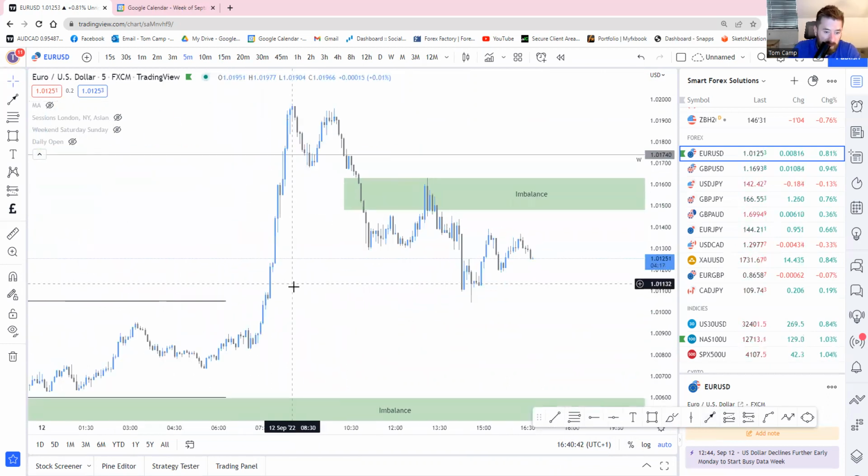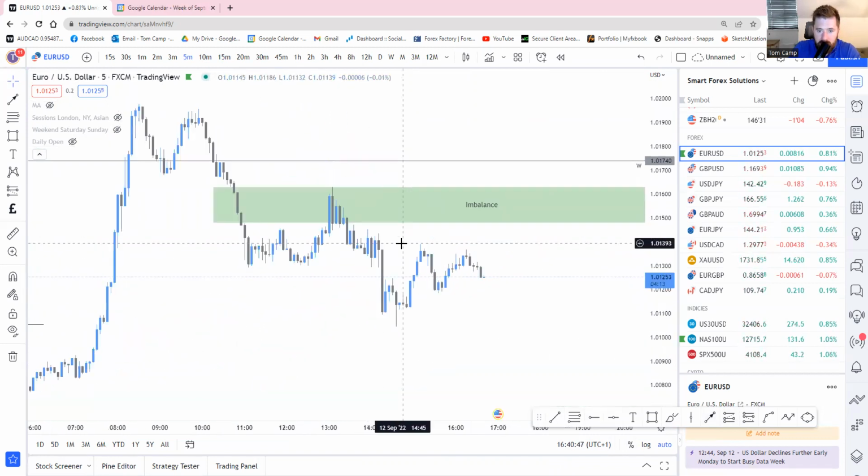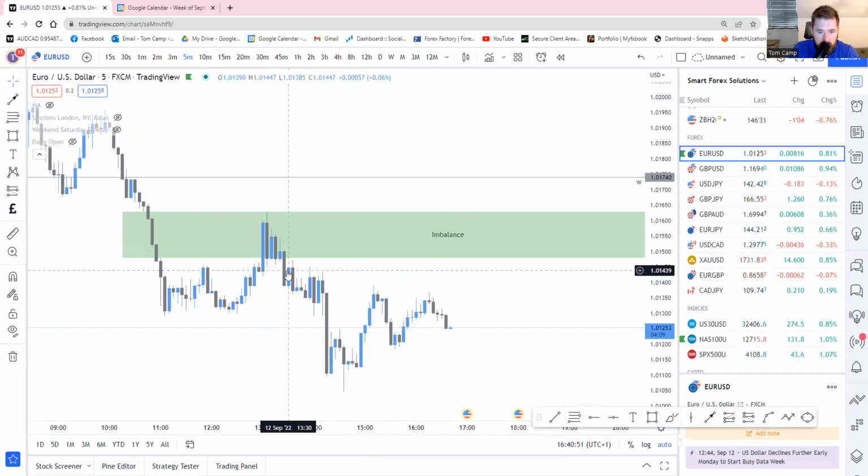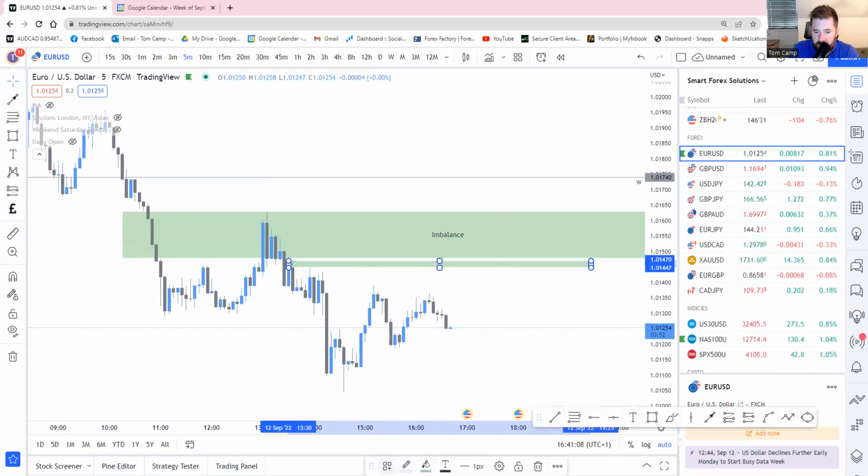Well, my first target is to fill in this gap that was created at the weekend, which I spoke to you about. Now, I'm out of this trade, by the way, but I'll show you how I got in. I was here, I saw this 5-minute break of structure, particularly interested to see what was going to happen inside this imbalance right here, because we come back up into this area in here. This is my point of interest.